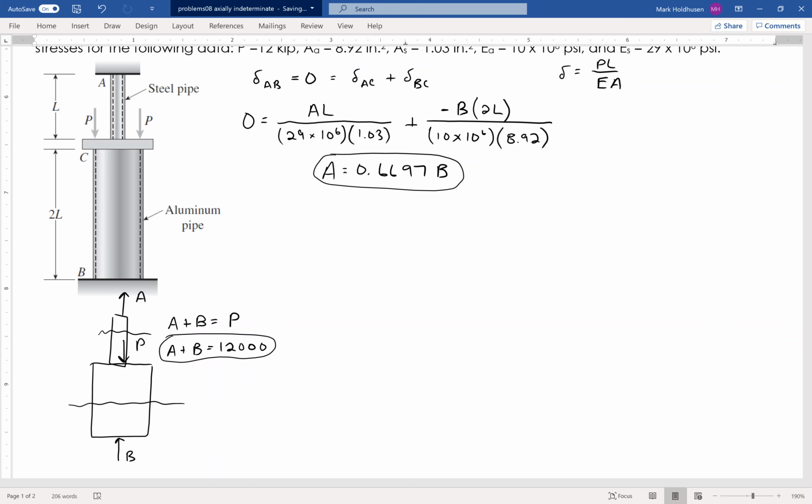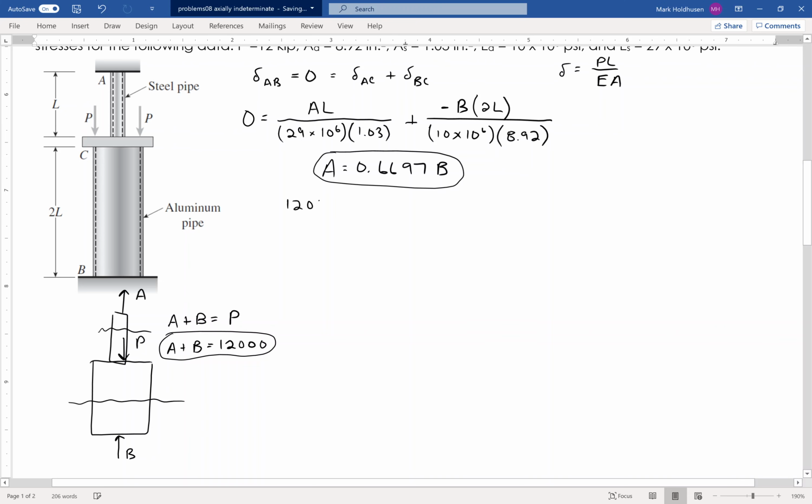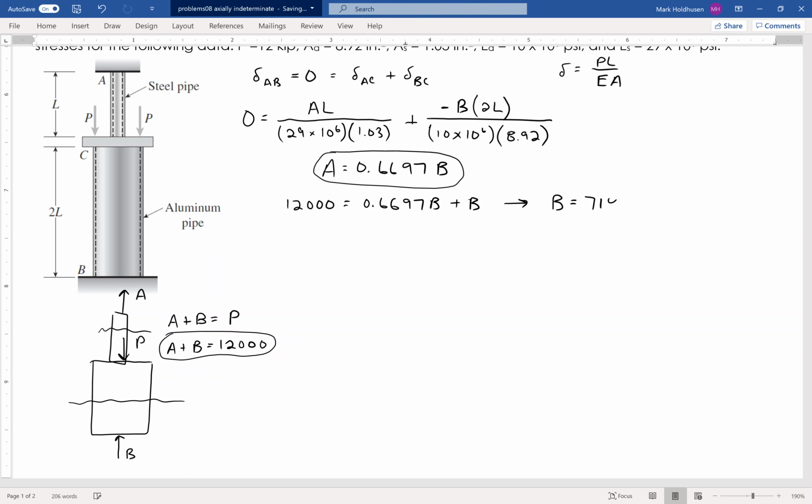Okay, so all I need to do now is say, okay, well, 12,000 equals A plus B again, but A is 0.6697 B plus B, right? From that, I can find that B then equals 7187, and I can find then that A equals 4813. So it's just two equations, two unknowns, okay? And again, I use statics first, then I use what I know about the deflections to get my second equation. After that, it's just algebra.